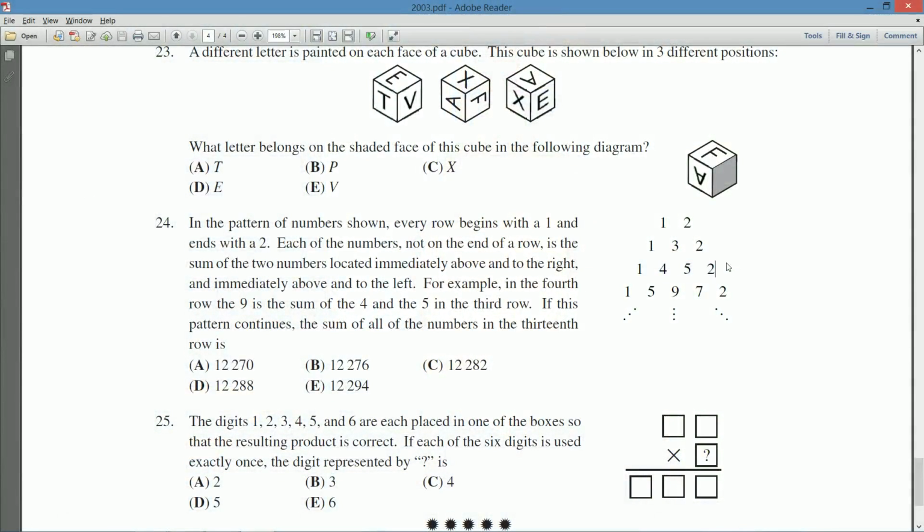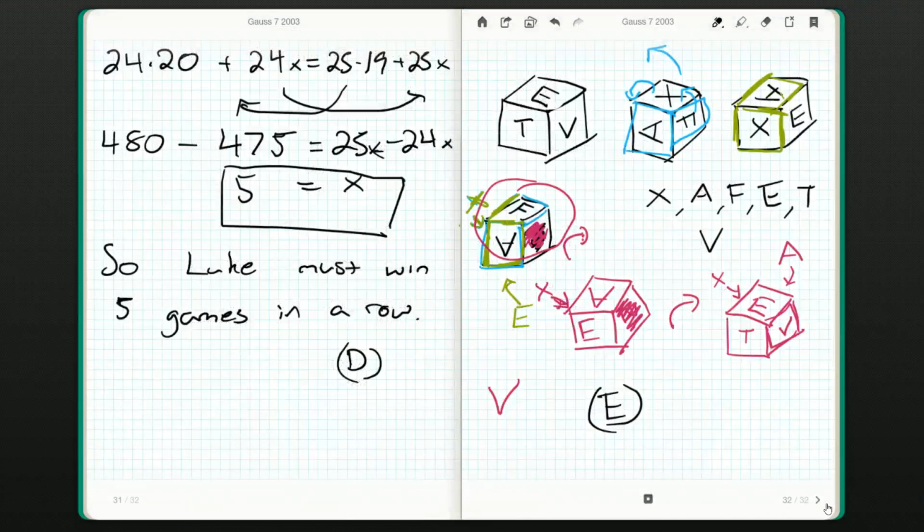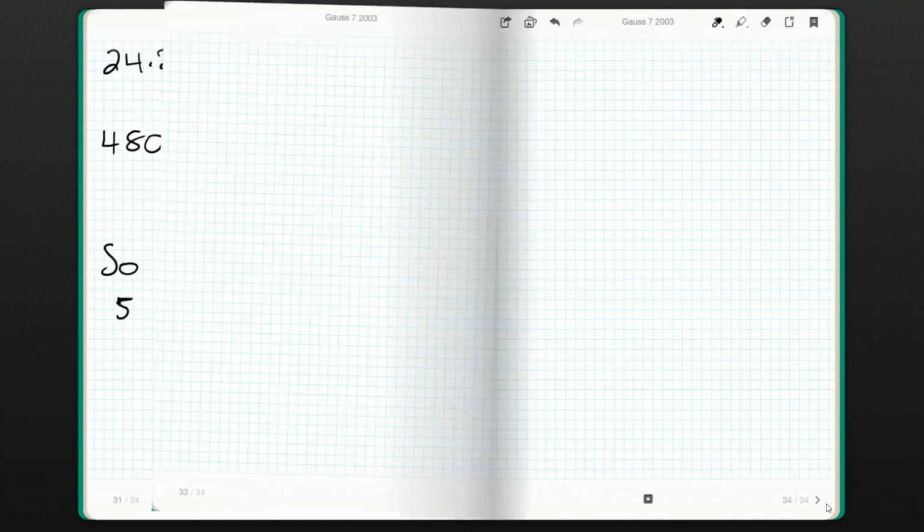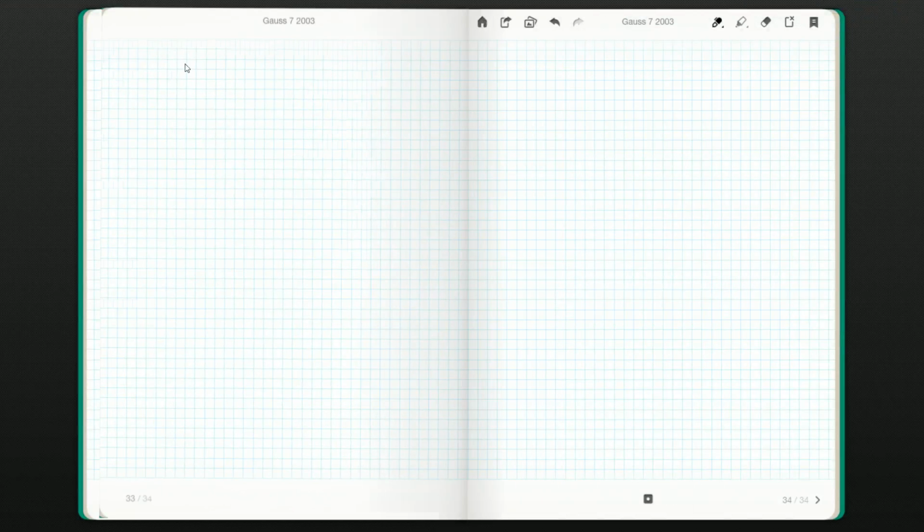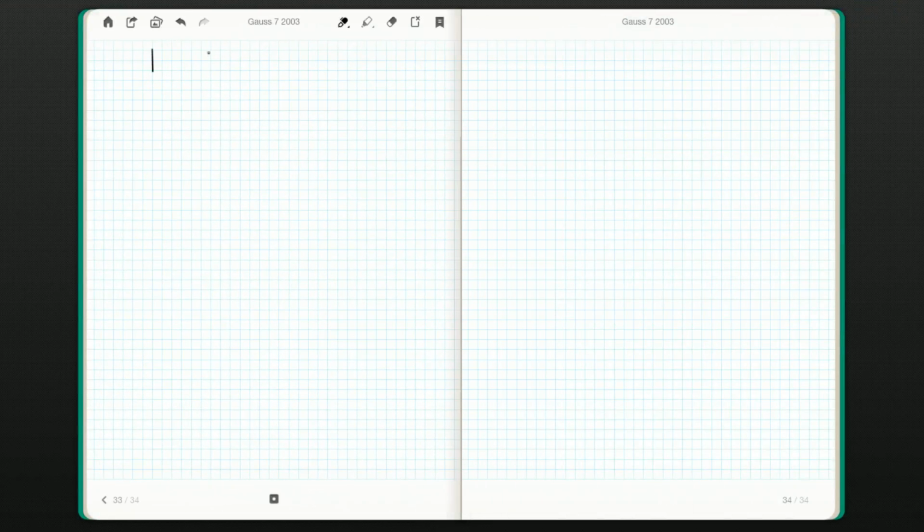So I'm going to go over to my notebook. I'm going to flip the page from that wonderful dice question. And I'm going to start copying here. So we've got 1, 2, 1, 3, 2, 1, 4, 5, 2, 1, 5, 9, 7, 2. These are the rows I'm given.